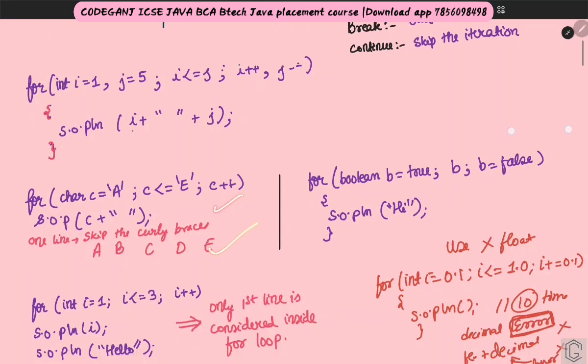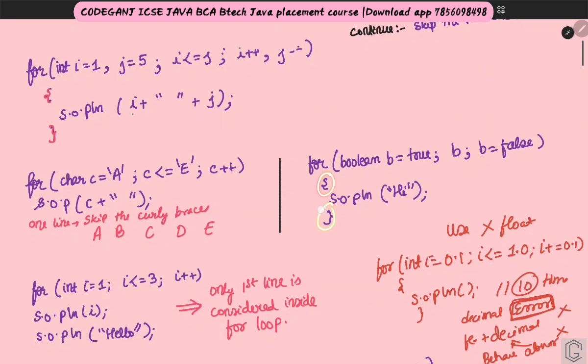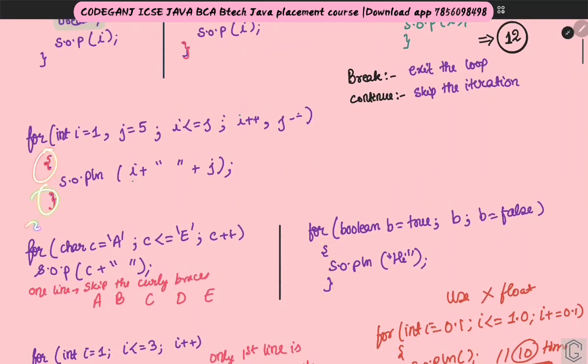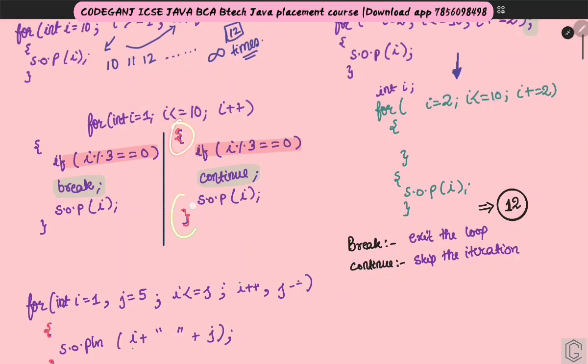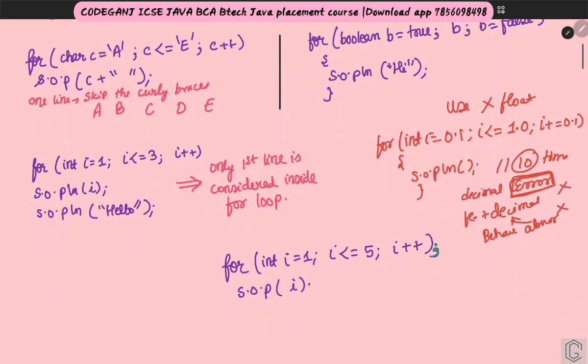Cool. So you can do this. You can also have one more thing. Suppose you have multiple lines written inside the for loop. Ideally, a for loop will have its own curly braces. But suppose there are no curly braces, then the rule says only the first line is considered inside the for loop, which means only this part is inside the for loop.